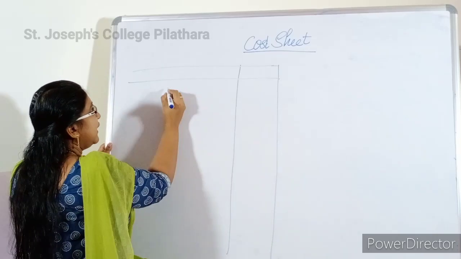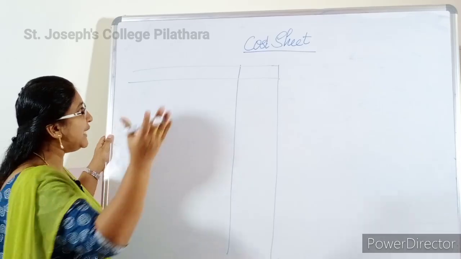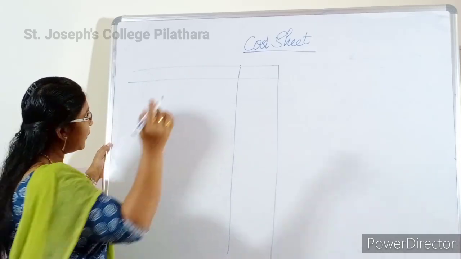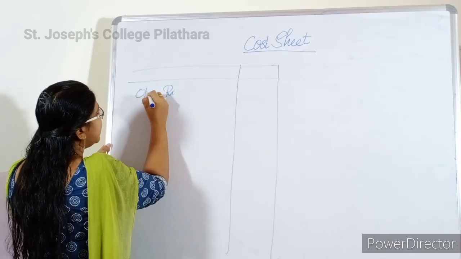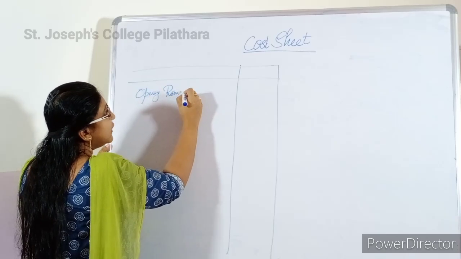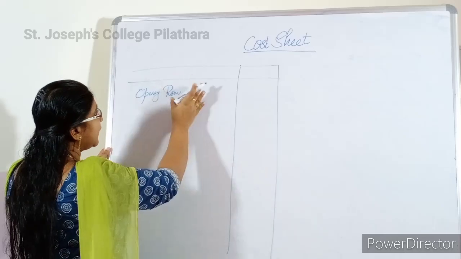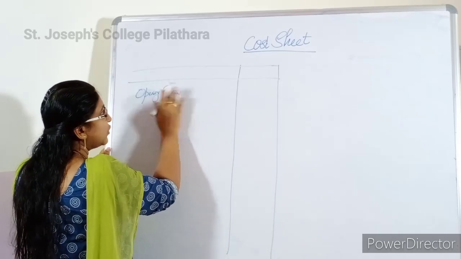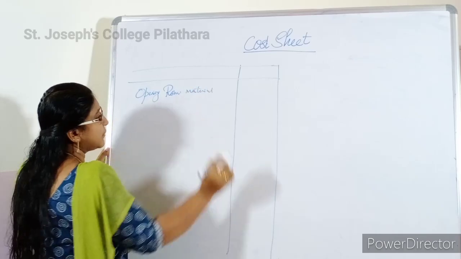Firstly, all the direct costs will be entered in the cost sheet first. So first we will write raw material. If any opening stock of raw material is there, that is, previous year's raw material which has been in the stock, it will be carried forward to the next production time. So you will carry it forward to the current production. So you will write opening stock of raw materials.